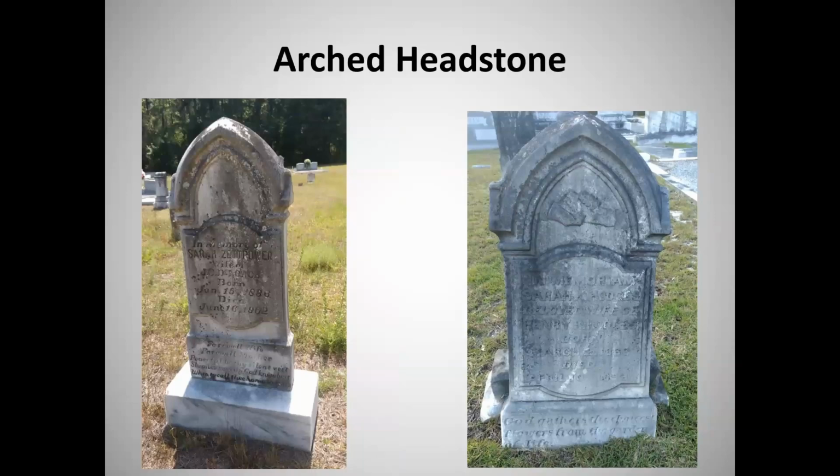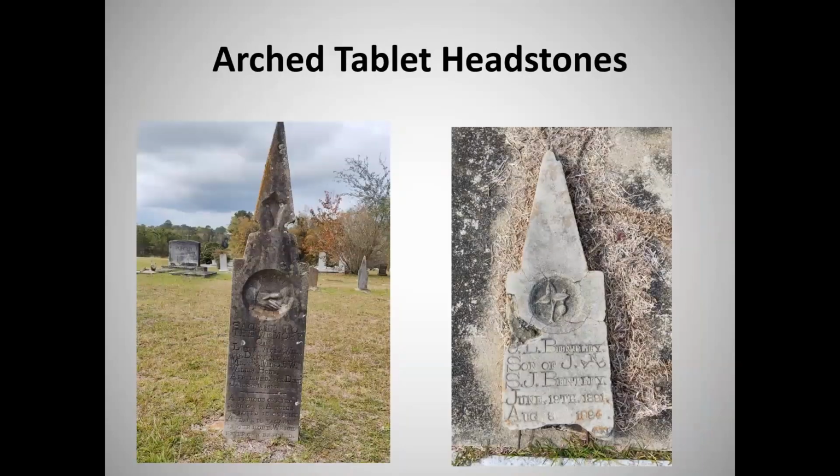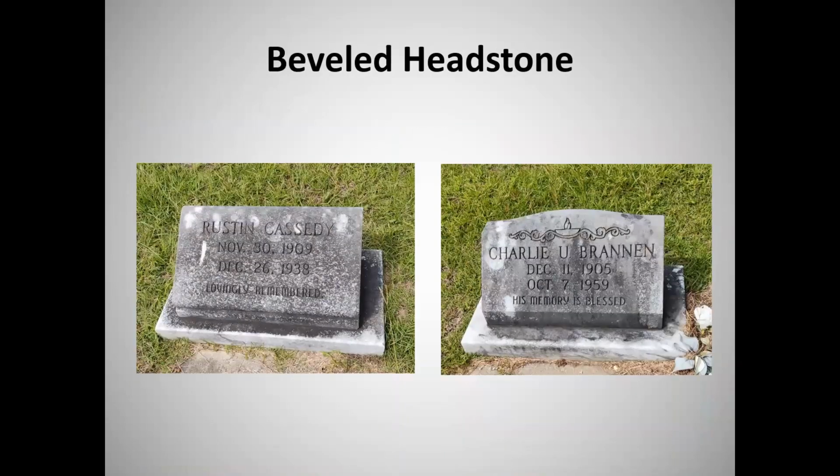Arched headstones. These can vary in thickness, but as you can see, these are a little bit thicker at the top, whereas this is an arched tablet headstone. You'll also notice both of these are actually made out of concrete, which would have been poured into molds and then stamped with the inscriptions. These are beveled headstones. They're also sometimes called raised top stones, so they are slanted and not flat.